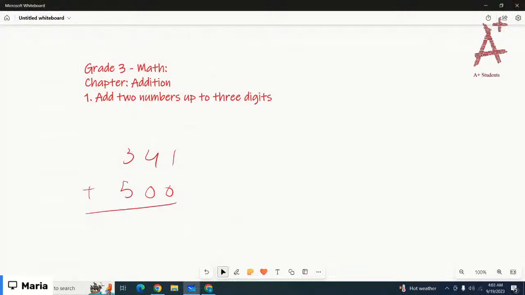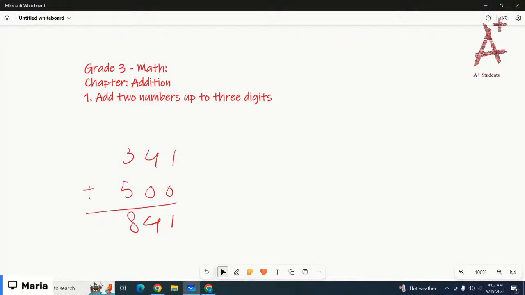So they are already written one above the other, right? You have to start adding from the rightmost digit. So you have 1 plus 0 is 1, right? Then you have to add the digits that are at the tens position. So 4 plus 0, adding 0 means the number is exactly the same. So 4 plus 0 is 4 and 5 plus 3 is 8. Very good. That would be 841, right?